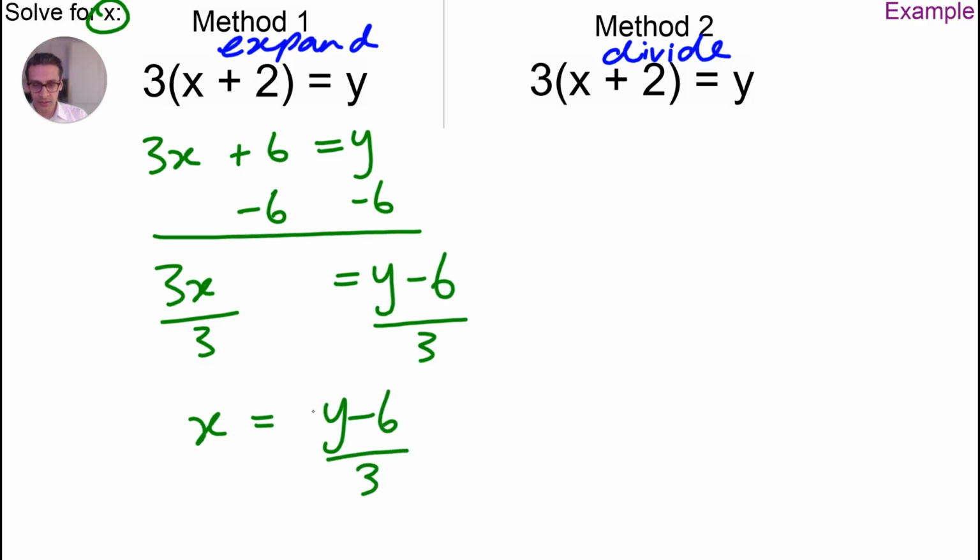I can split this into two different fractions because there's just a single number in the denominator. But I'm going to leave it like this. This is fine as a final answer. Now let's try to see what happens when we divide by 3 first.